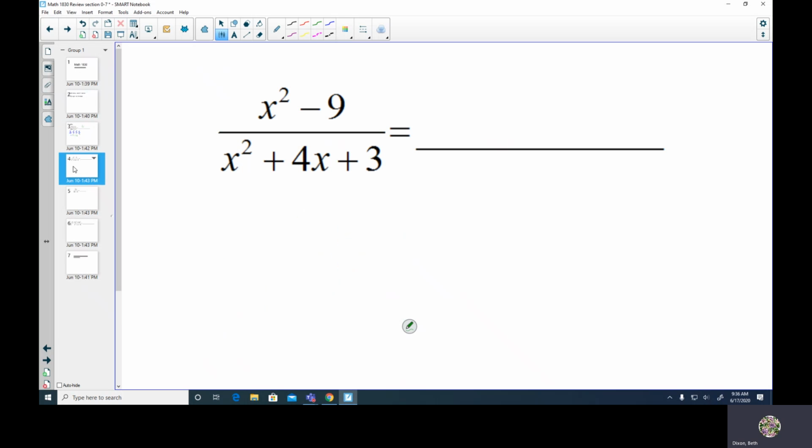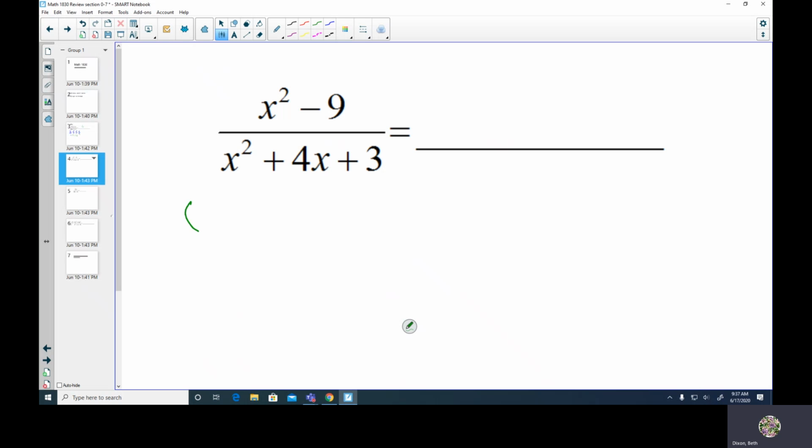Let's look at our next example. Our next example is x squared minus 9 over x squared plus 4x plus 3. In a previous video, we've looked at factoring. And so in this one, we should just factor both the top and the bottom.